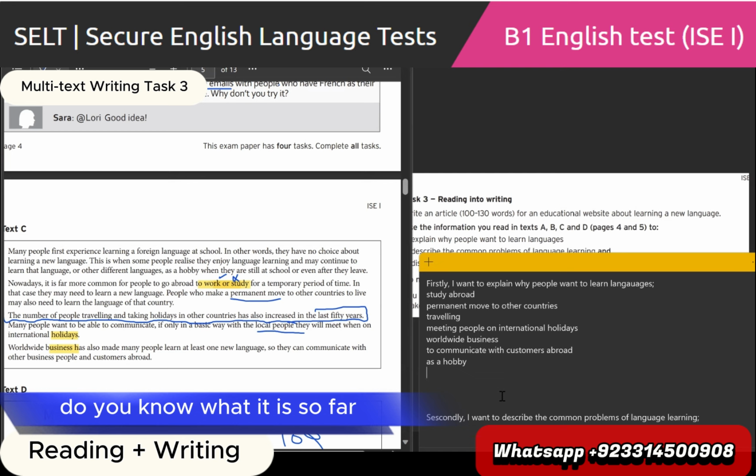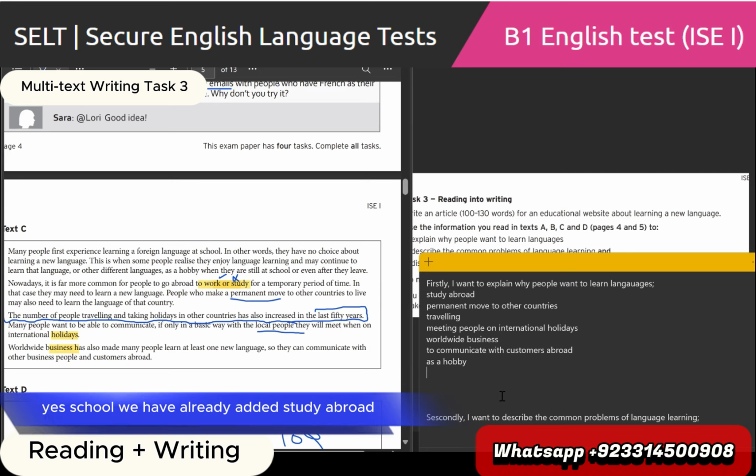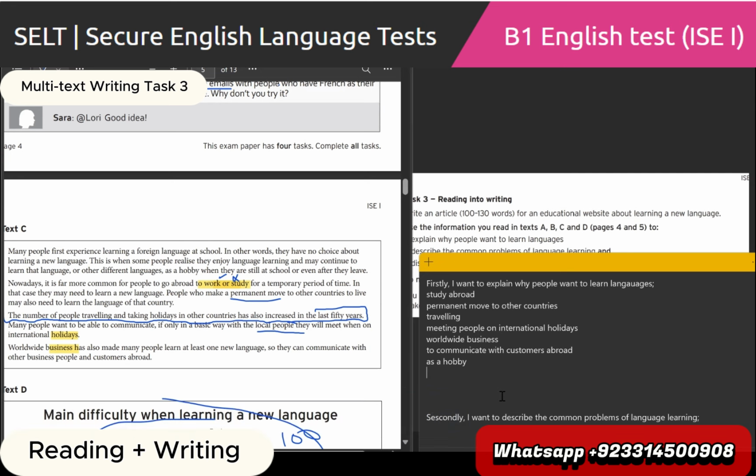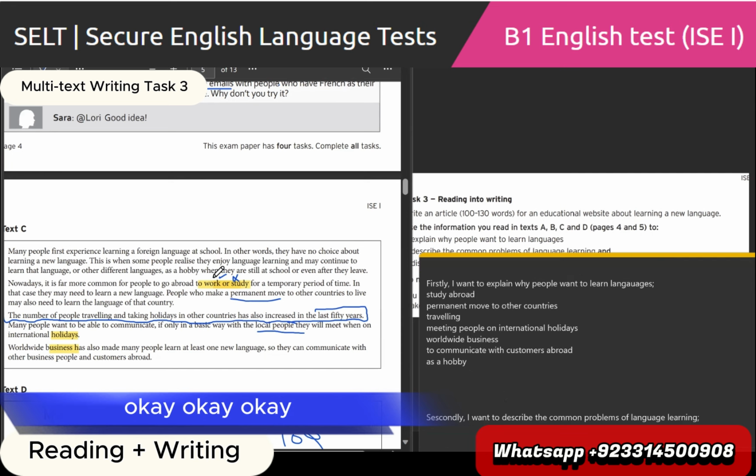Nowadays it is far more common for people to go abroad to work or study. We have already added study abroad. To study at school, I think you should also add study at school. Study abroad, ma'am, and no school you add. Here, they are hobby. Okay, okay, okay. Study. Okay, good.